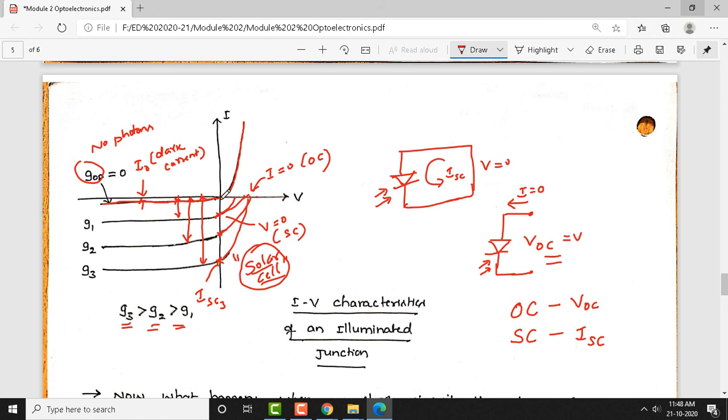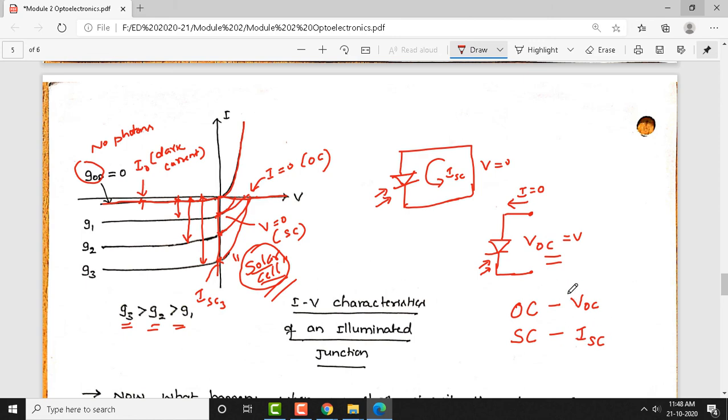This is the region of operation of the fourth quadrant, and this is the region of operation of a solar cell. If you operate the photodiode in this fourth quadrant region, instead of taking the supply, it gives supply, it provides the source, it acts like a source. So, solar cells are nothing but they act like a source here.